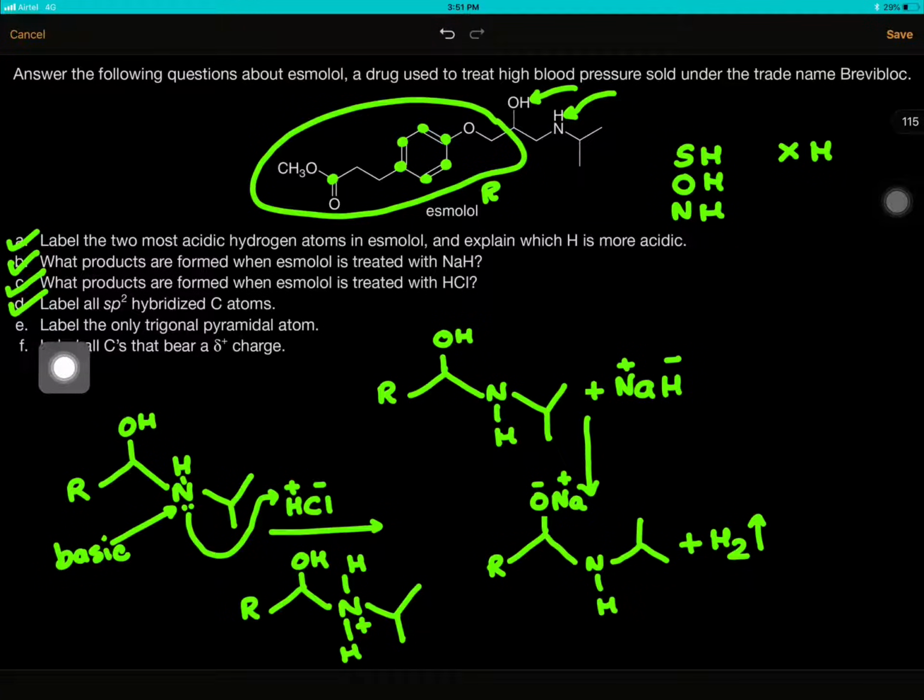Next, label the only trigonal pyramidal atom. So the only trigonal pyramidal atom is this nitrogen. It is having 3 sigma bonds, that is 1, 2 and 1 with the hydrogen, and 1 lone pair, so the steric number is 4. The hybridization will be sp3, but due to 1 lone pair and 3 sigma bonds, this is pyramidal. It is in pyramidal shape.